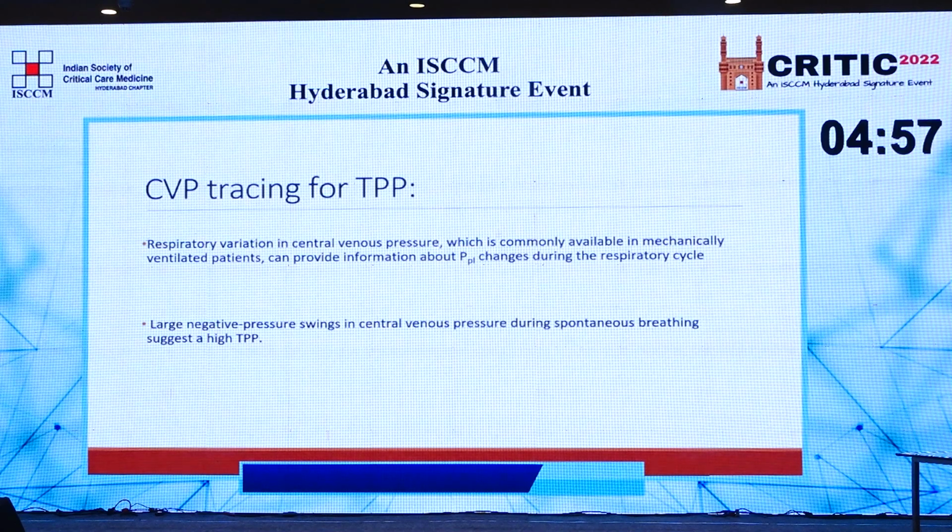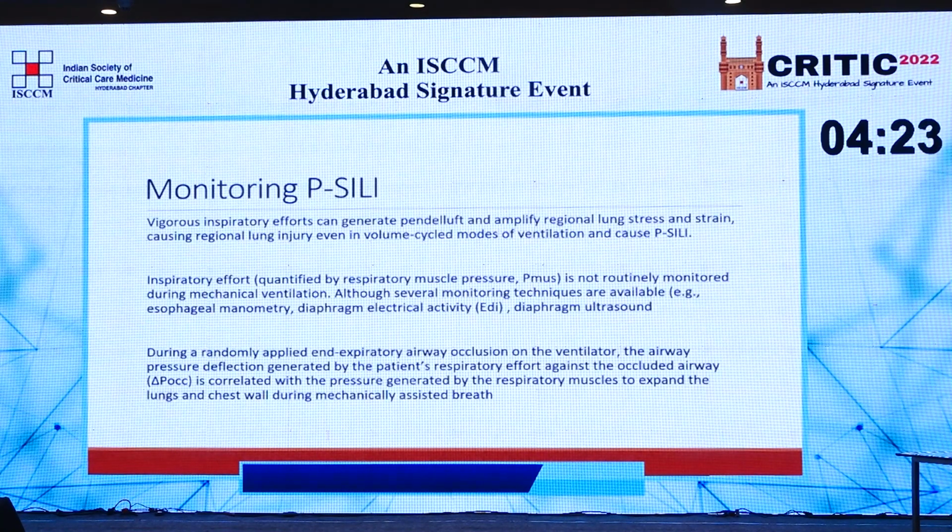CVP tracing has been used as transpulmonary pressure guidance. See, when you put in a CVP, you see a lot of changes in your intrathoracic pressure in a spontaneously breathing patient; they saw the negative deflection of the CVP in spontaneous breathing. If your CVP keeps dribbling down from 4 to -4, 3 to -8, that kind of pressure shows that you have a very strong inspiratory drive. You are talking about a very high inspiratory drive. CVP tracing has been one of the trials where they used it to derive PCL injuries.